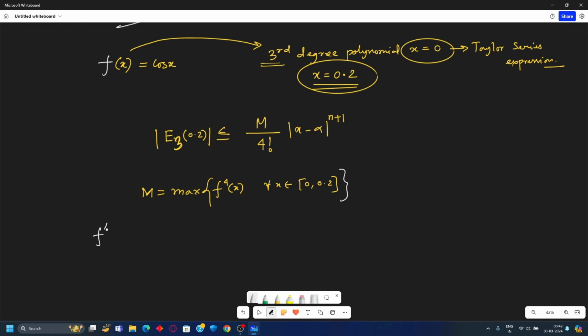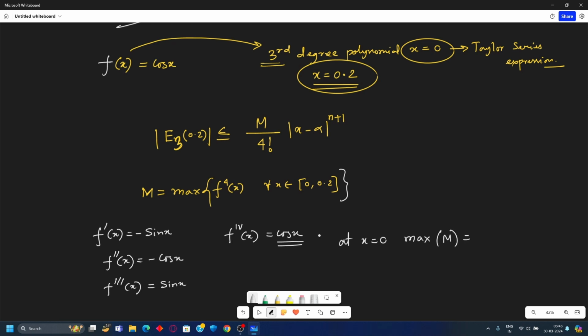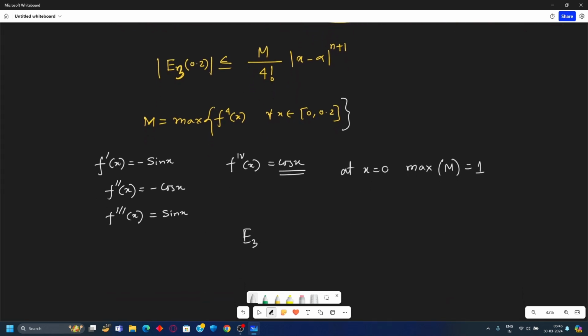So what is our f dash of x? That is minus sin x. F double dash of x should be minus cos x. F triple dash of x will be sin x. And the fourth derivative of x will also be cos x. Now you know, over 0 to 0.2, cos x is a decreasing function, and you will get the maximum value at x equal to 0. And what is the maximum value? Max, or capital M, must be cos 0, that is 1, right? So the error E3 of 0.2 is less than or equal to 1 by 24 multiplied by (0 minus 0.2), that means 0.2 whole to the power of 4. That is our error.